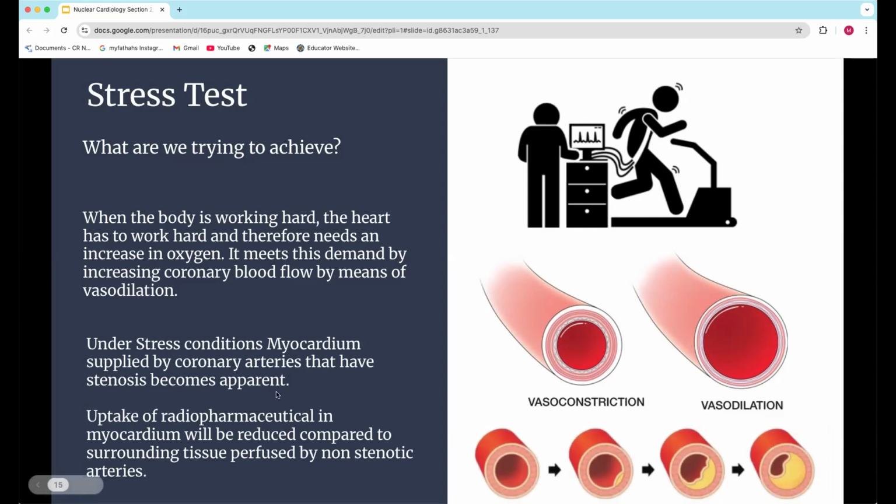So I also listed on here under stress conditions, myocardium supplied by the coronary arteries that are stenotic may become important. One of the things to understand with coronary artery disease, with plaque and calcium, with atherosclerosis, like I mentioned, is that when you start to get a buildup, like you see in these vessel walls down here, the plaque builds up within the layers of the actual vessel.